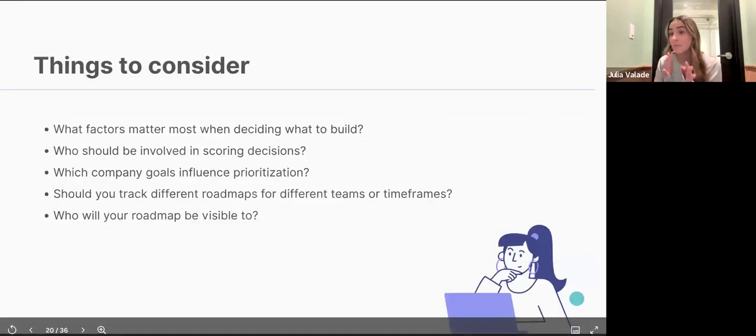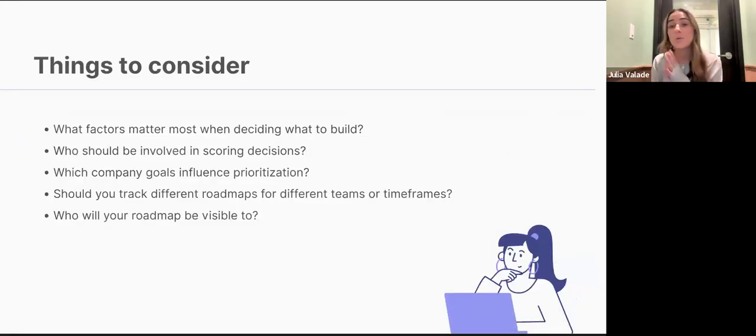If you're still trying to figure out the best way to set up or score your roadmap, just a few things to think about. Number one, what are you already talking about with your team? What matters most when you're deciding what to build? So start with those conversations that your team are already having, which is maybe like, how many people are requesting this? What's the impact, revenue impact? How urgent is this? So think about conversations you're already having and how you can apply that in Canny.